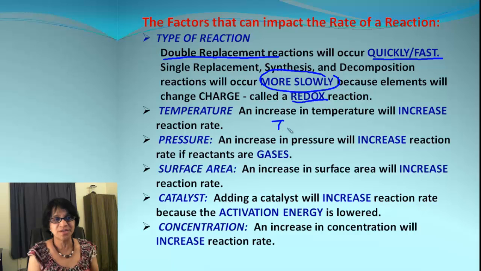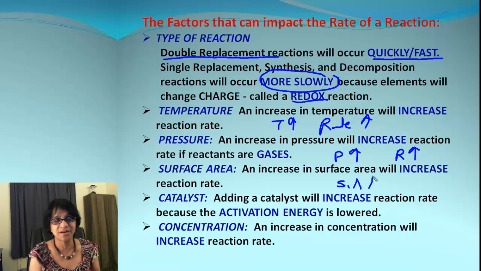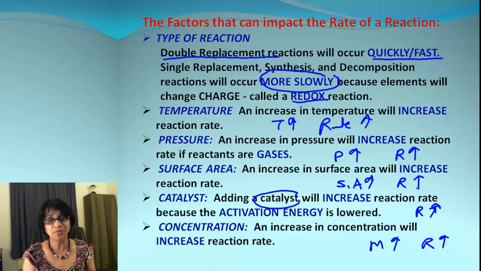Temperature goes up, rate goes up. Pressure goes up, the rate goes up. Surface area goes up, the rate goes up. If a catalyst is added, the rate goes up. And when concentration or molarity goes up, the rate goes up. So I hope you will remember all these factors which can change the rate of reaction.